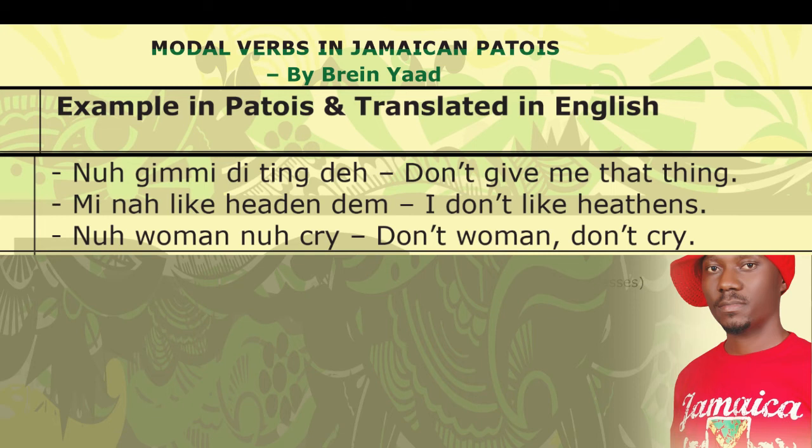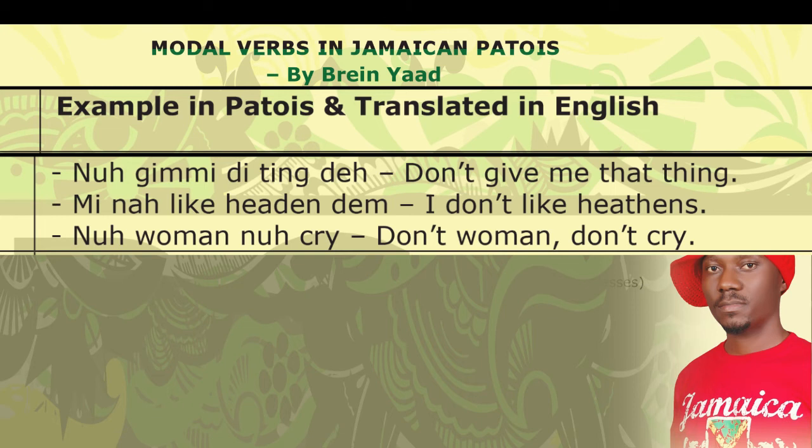Example 2, me na like Eden them. Me not like Eden them. I don't like heathens. I don't like atheists. I don't like pagans. All those words mean the same: somebody who does not believe in God, somebody who is blasphemous. They are pagans, they are atheists, they are heathens.